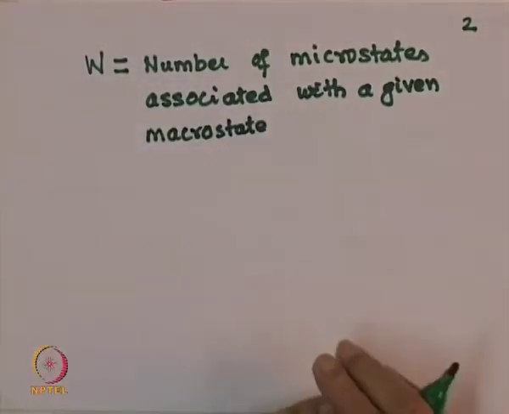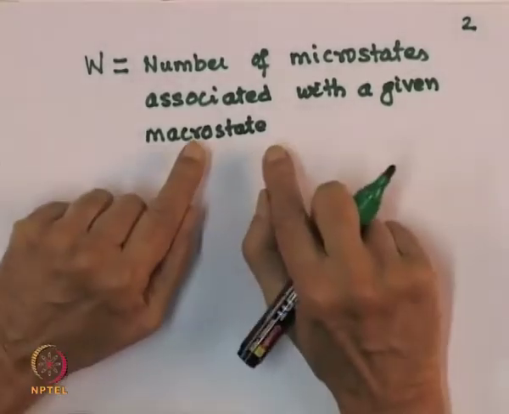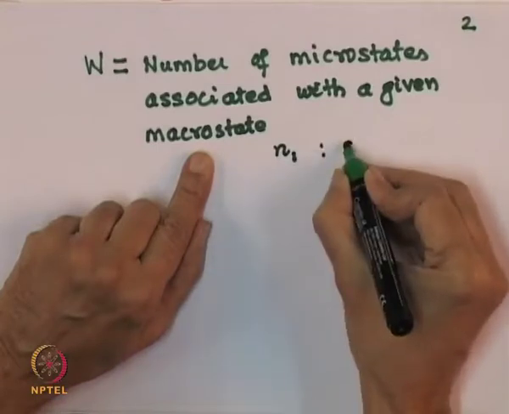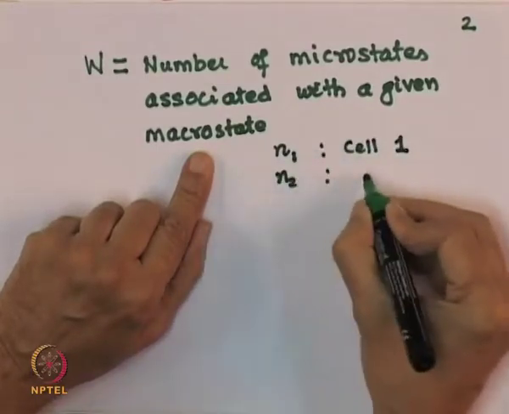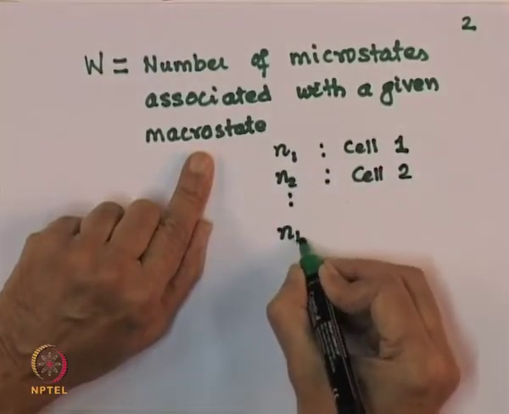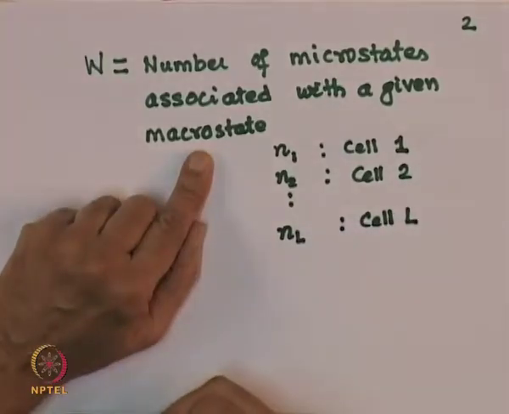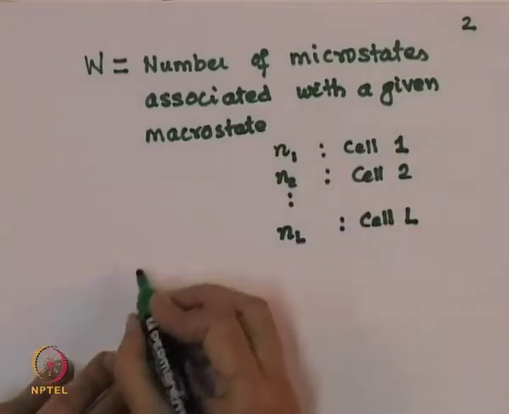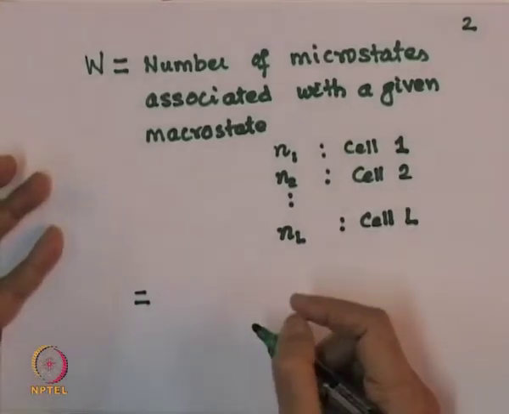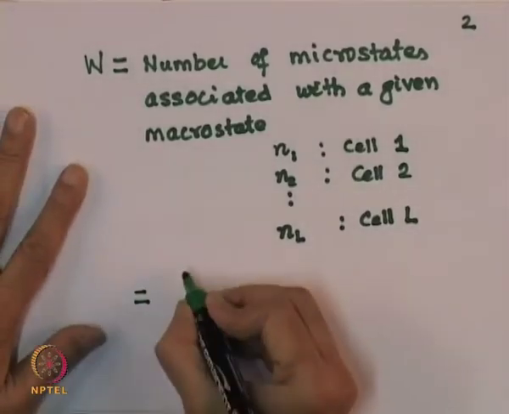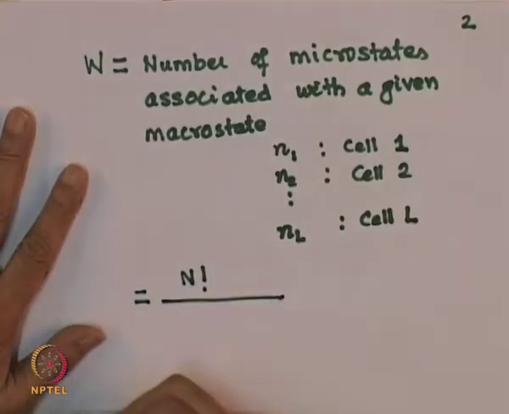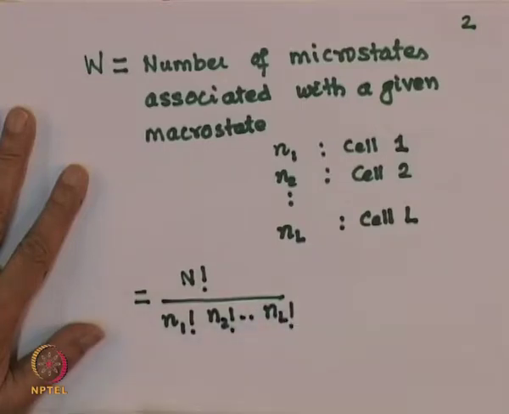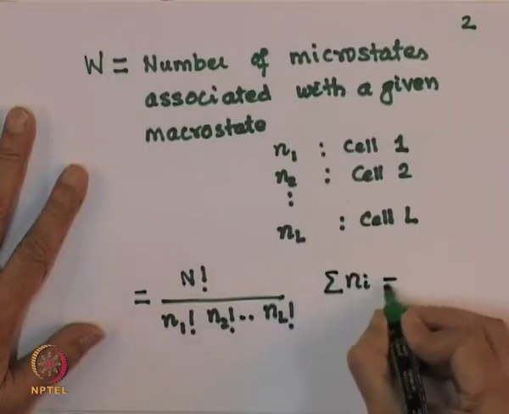What does it mean? Suppose we have L cells. A macrostate is specified by saying there are N1 particles in cell 1, N2 particles in cell 2, likewise NL particles in cell L. Since I don't care which particles are where, the number of configurations is obtained from the elementary theory of permutations and combinations, which is N factorial, where capital N is the number of particles, divided by N1 factorial, N2 factorial, up to NL factorial. Clearly, the sum over i of Ni is equal to N.